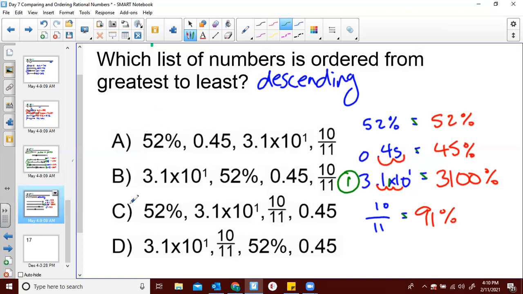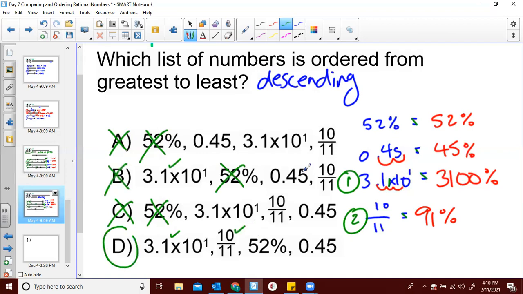A, first one's not our scientific number. B's looking pretty good. C, not our scientific number. And D, still good. So what is our next biggest number? And we have our fraction here, which is 10 over 11. So A's out, B's not our fraction as our second number, so you're out, and D's looking like it's the correct answer. And as always, you can check all of your numbers to make sure that everything is correct.